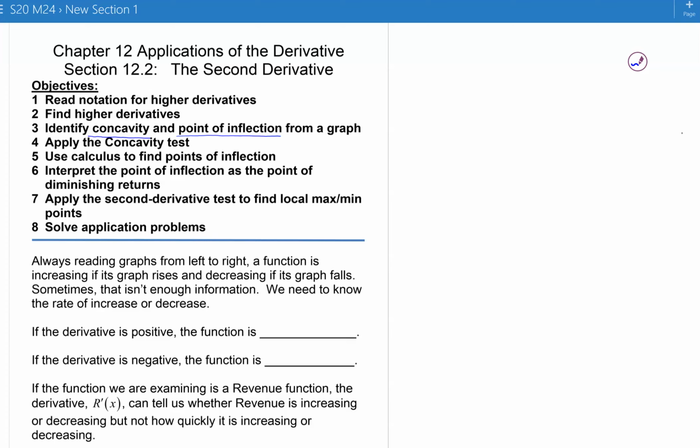And then we're going to apply the concavity test, which uses calculus. And then we're going to interpret that point of inflection as something called the point of diminishing returns. And then we're going to use the second derivative test. And you'll see that it's just another way to find local max and mins that's sometimes easier.